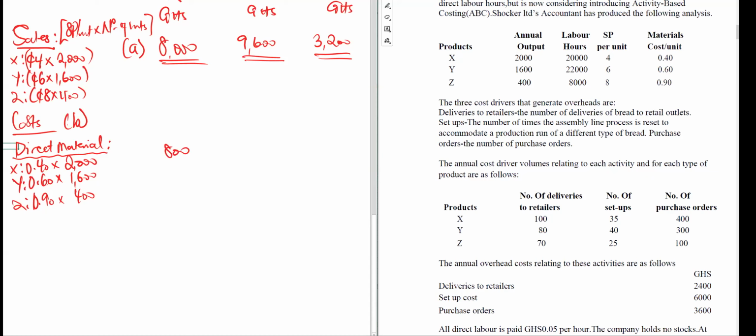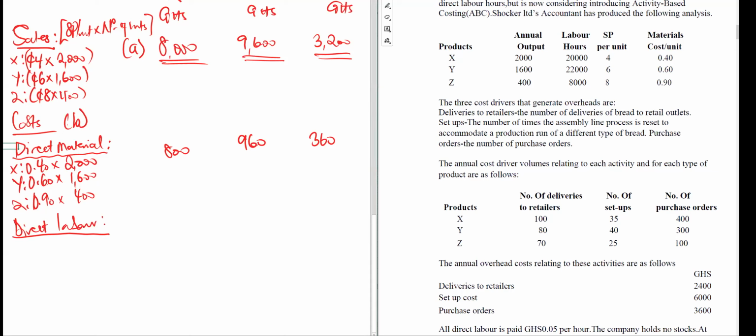$800. 100 cedis. That's 960. That's 360. Okay. Then we need direct labor. Direct labor too, we need the total, not the per unit. You can get the per unit, the hours per unit, right?